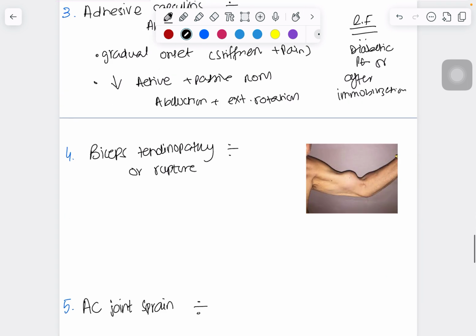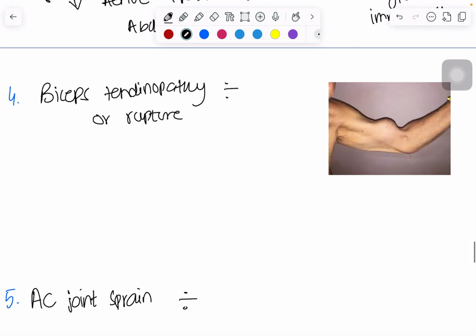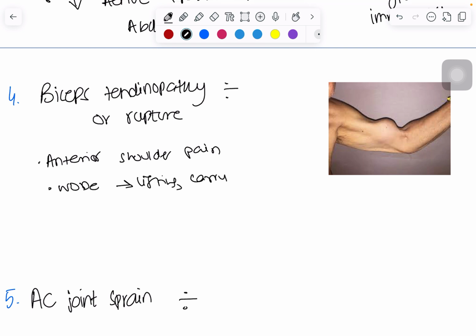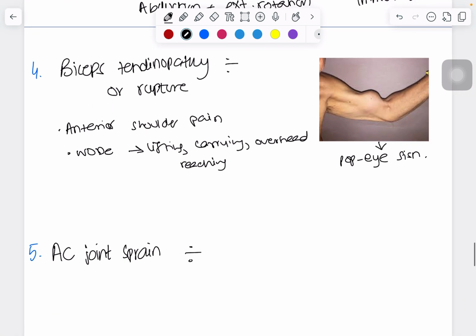Then we have biceps tendinopathy or rupture. In biceps tendinopathy, this is more like anterior shoulder pain, which worsens with lifting objects, carrying, or overhead reaching. And sometimes, in biceps rupture, there is a sudden pain, and there is a visible Popeye sign that you can see in this picture, and that's for biceps tendinopathy or rupture.